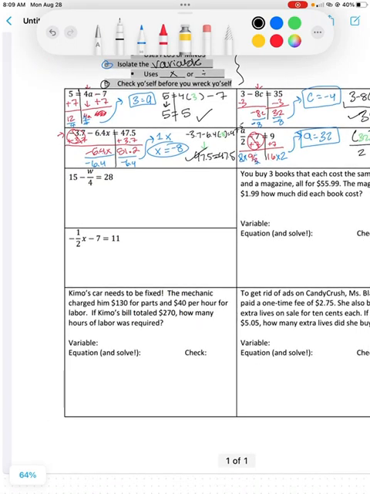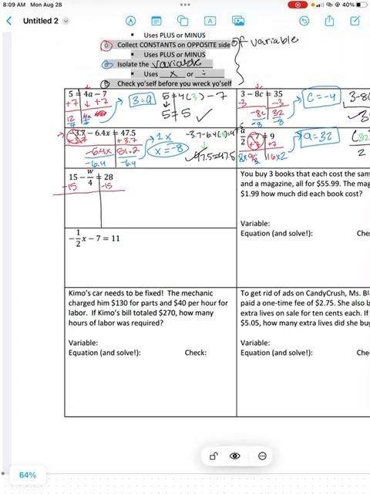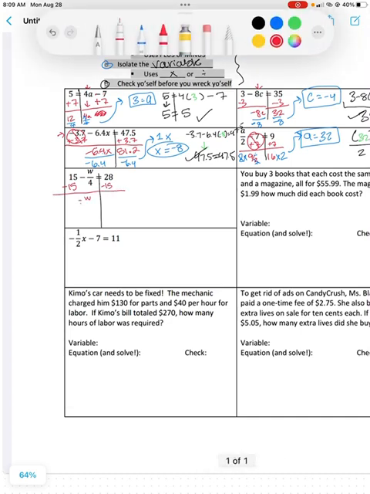Okay. 15 minus w over 4 equals 28. The variable term is on the left-hand side, w over 4, which means we want to get rid of the constants on that side, 15. So minus 15 from both sides. That's going to leave us with negative w over 4, because the 15's made 0, equals 13.